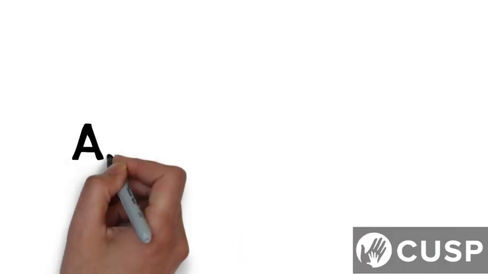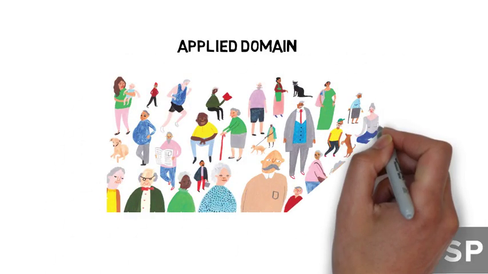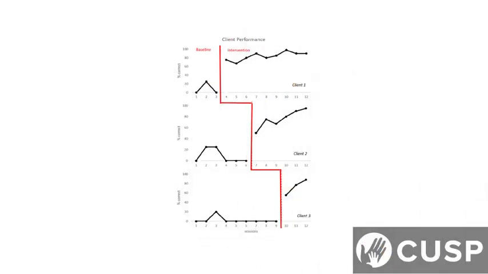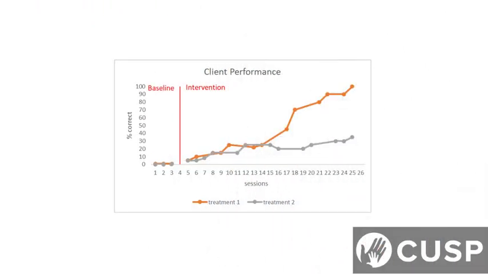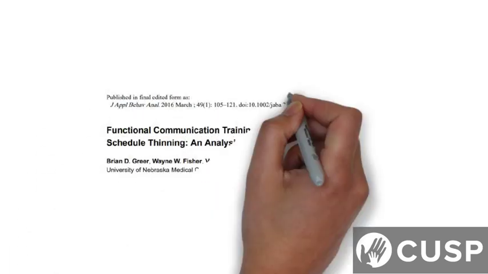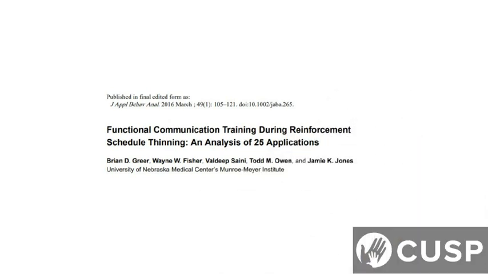In the applied domain, research benefits the participants that are in the study. We can evaluate the effects of the intervention using experimental designs such as reversal, multiple baseline, changing criterion, and alternating treatment design. For example, Greer and colleagues published a study in 2016 and found schedule thinning procedures that use discriminative stimuli can maintain the effectiveness of functional communication training while minimizing the need for punishment or other supplemental procedures.